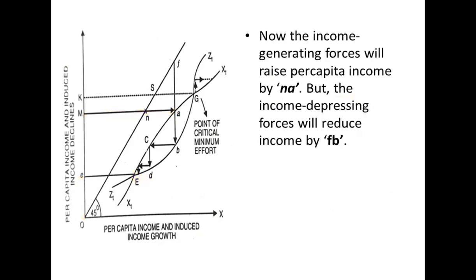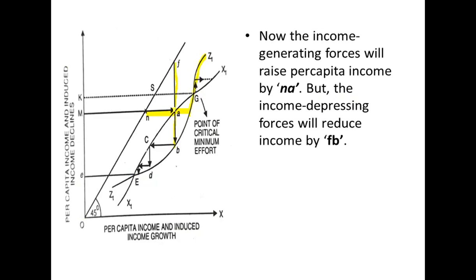Now the income generating forces will raise per capita income by NA. But the income depressing forces will reduce income by FB. Because at this point, if you look, you can see that the income depressing line, this ZT line, lies to the right of this income generating line.